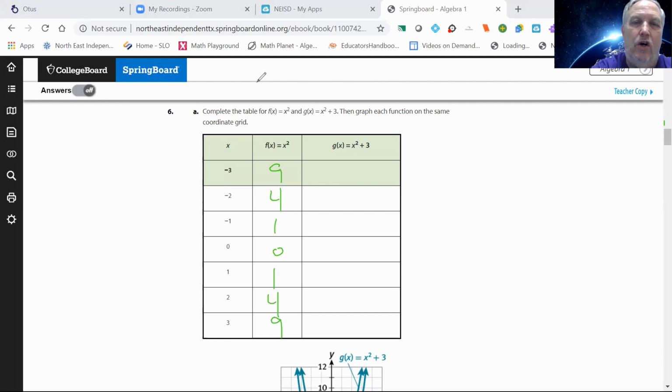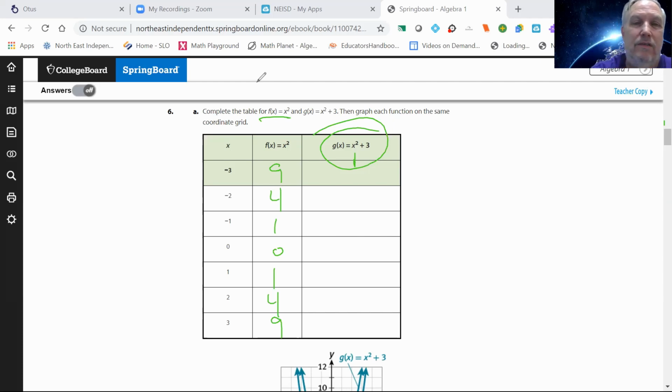Now, I need you to recall when we did translations before. Remember that since the original function is x squared, we're still doing x squared. Then we're adding 3. In other words, we're adding 3 to the output. So this is going to be a translation that's changing our y value. And remember, our y value is up and down. We're just taking our output that we had before and adding 3 to it. Obviously, that's going to raise it up.